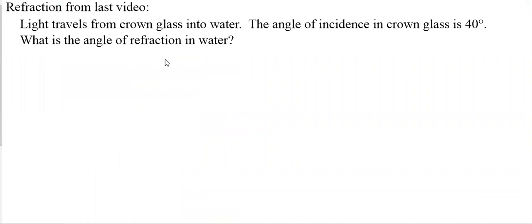Last video was about the index of refraction and the relative index of refraction as you travel from one medium to another with light. So mathematically, we're getting into it. Let's start off with another type of question. It says light travels from crown glass into water. The angle of incidence in crown glass is 40 degrees. What is the angle of refraction in water?